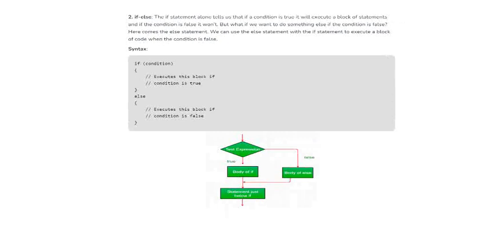If-else: the if statement alone tells us that if a condition is true, a block of statements will be executed, and if the condition is false, it won't. But what if we want to do something else if the condition is false? Here comes the else statement. We can use the else statement with the if statement to execute a block of code when a condition is false. Syntax: if (condition) { execute this block if the condition is true } else { execute this block if the condition is false }.